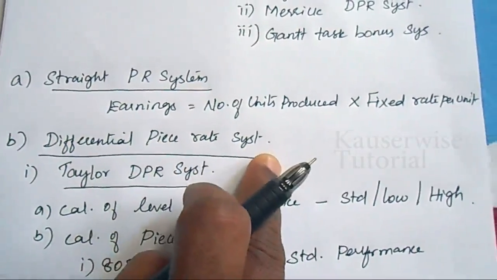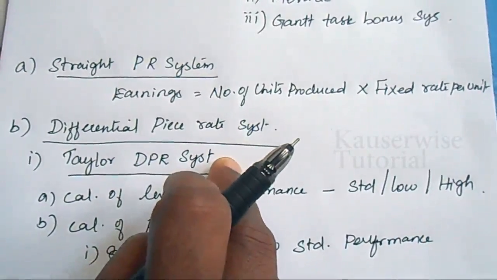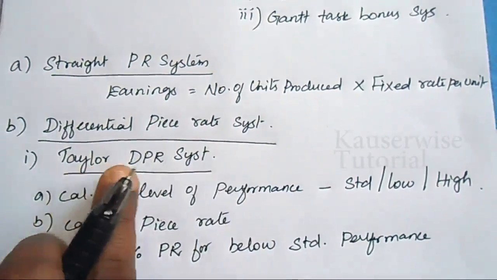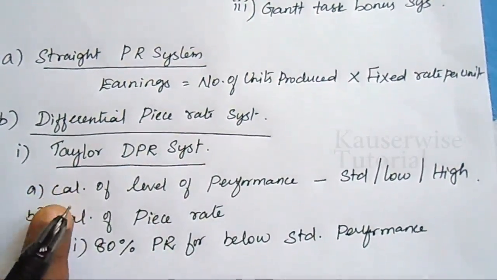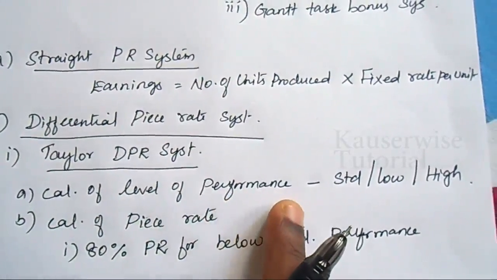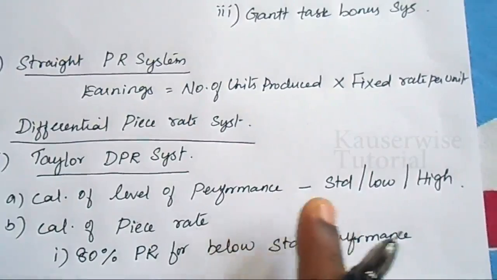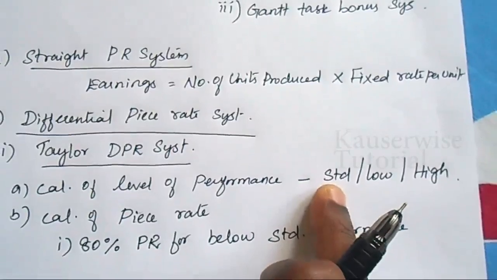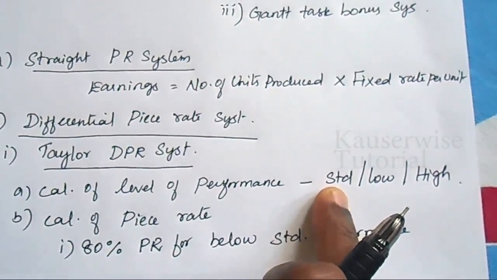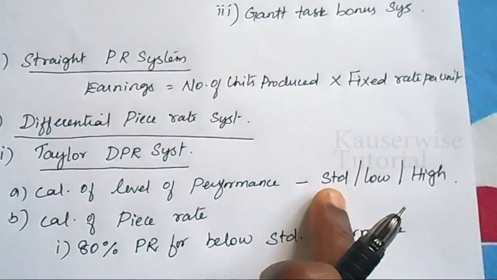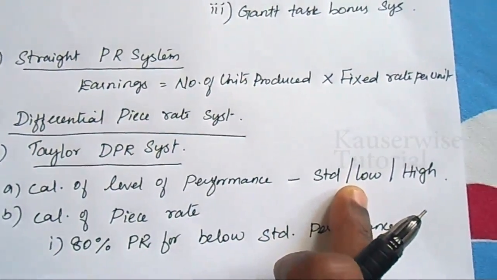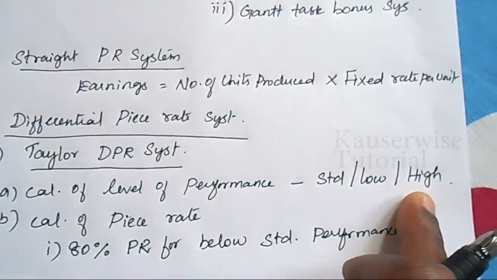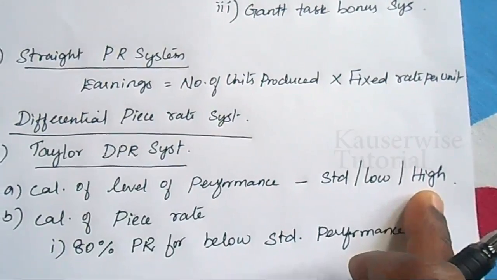Differential piece rate system means they charge a different piece rate for different employees based on their level of performance. According to Taylor's differential piece rate system, first you need to calculate the level of performance of the employee. The level of performance will be standard, low or high. Standard means if they fix 100 units for every day, and the employee produces 100 units, he is at standard level. If the employee produces only 80, he is below standard, that is a low performer. And if the employee produces 120, he is a high performer. His level of performance is high.